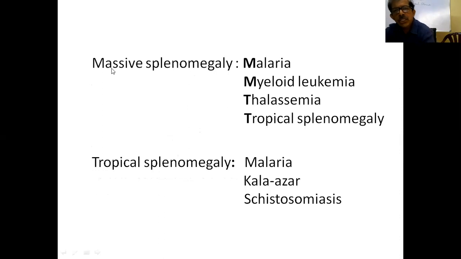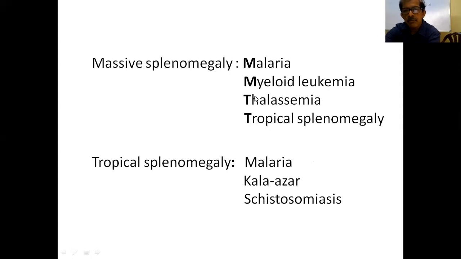Now, there are certain conditions where there is massive splenomegaly. I used to remember in my UG days as MMTT, so I am reproducing that: Malaria, myeloid leukemia, thalassemia, and tropical splenomegaly. I was mentioning this so many times. Now, what is this tropical splenomegaly? It is nothing but splenomegaly in tropics. Most probably, this is not the rule, but our presumption is it is mainly due to malaria, Kala-Azar, or schistosomiasis. So, tropical splenomegaly with hypersplenism is the indication for splenectomy, right? So, these are the causes of massive splenomegaly.